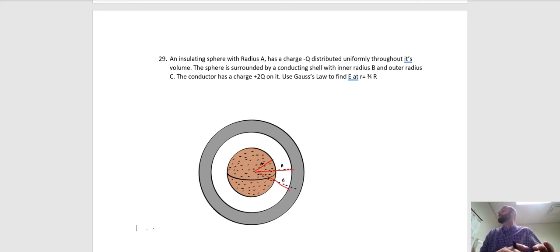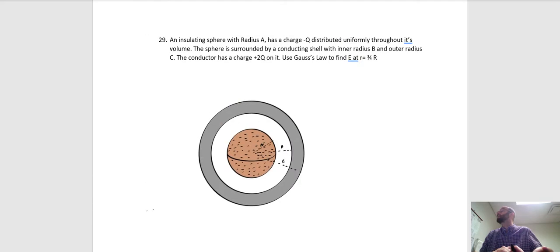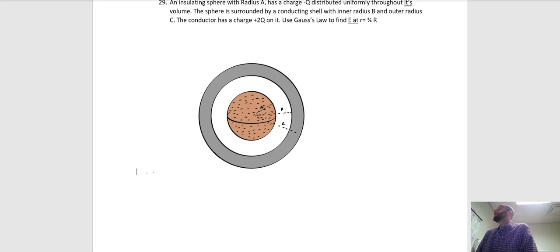Let's see what our first question is here. Oh, I guess it's just the one question. Use Gauss's law to find E at r equals 3/4 R. Oh boy, that's not worded quite like I wanted. What I meant by that, and I'll change this, is 3/4 A. So what that means is we're talking about 3/4 of the way out. Like if I put a dot right about there.